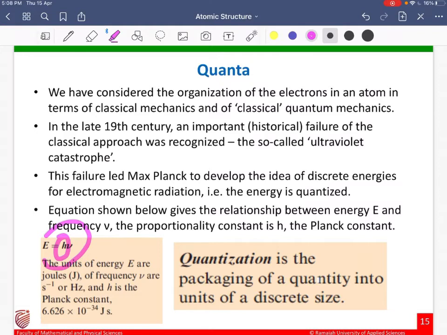Here the units of energy E are joules, the units of frequency nu are per second or hertz, and h is Planck's constant with a value of 6.626 × 10^-34 joule second. So quantization is the packaging of a quantity into units of discrete size.